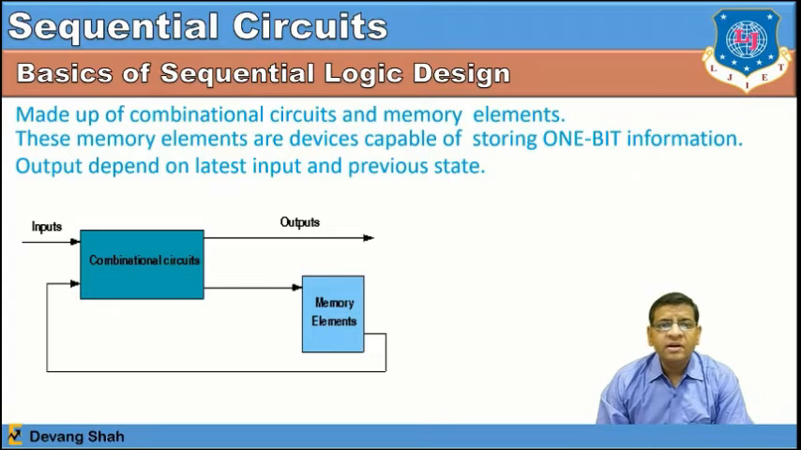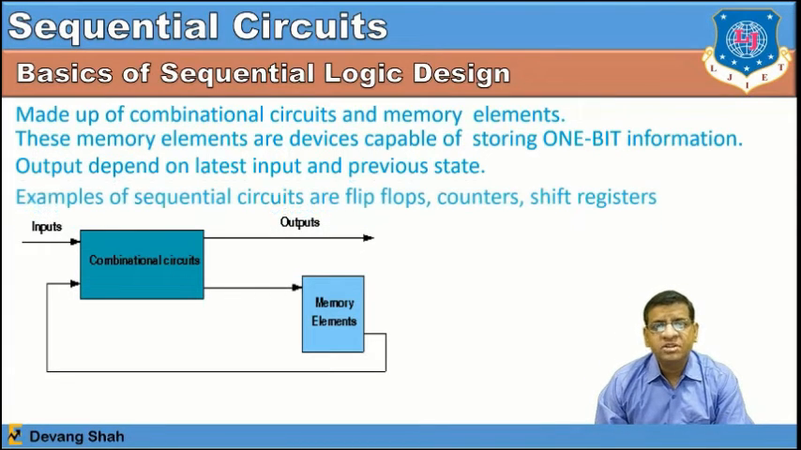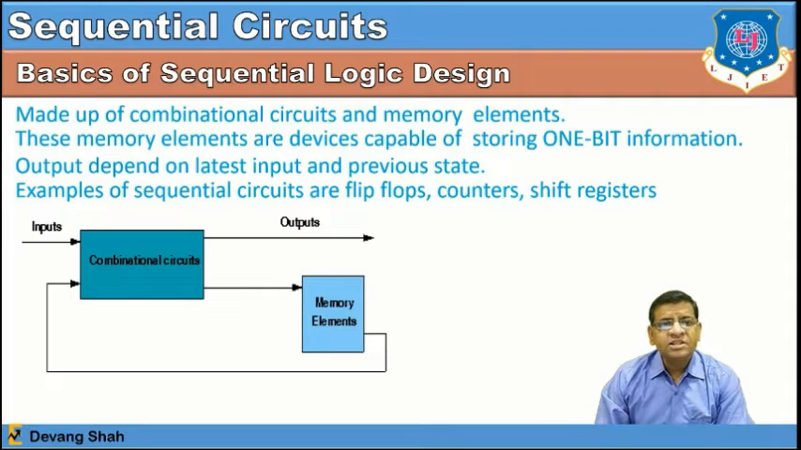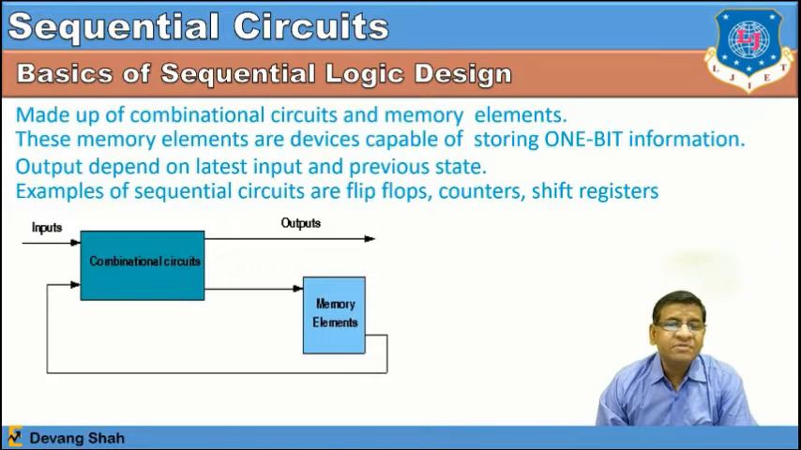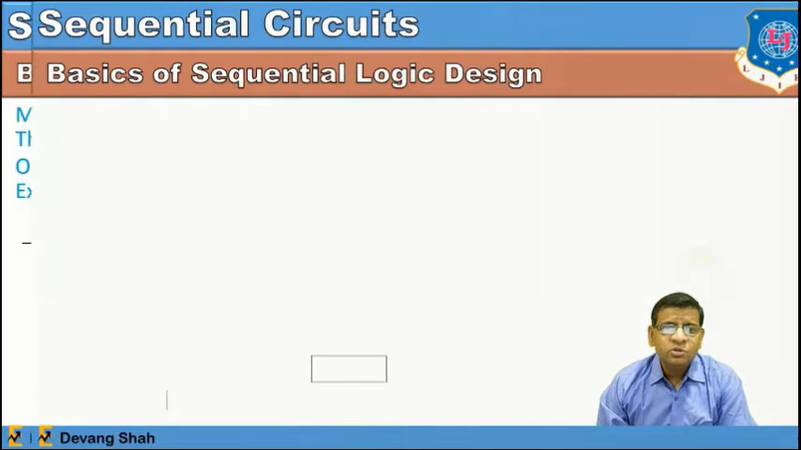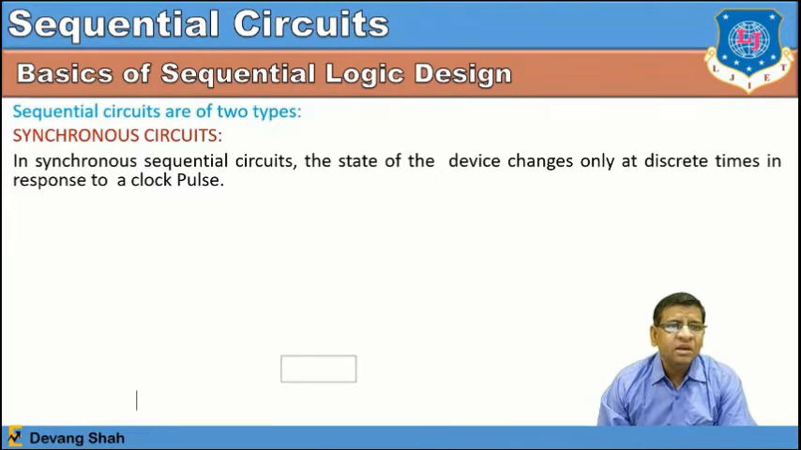These memory elements are devices capable of storing one bit of information. So output depends on the latest input as well as the previous state of output, right? This is a very important statement if you want to understand sequential circuits. Here the output depends on the latest input and the previous state of output, right? Examples of sequential circuits are flip-flops, counters, shift registers, which we are going to discuss further. We'll first start with the flip-flop.